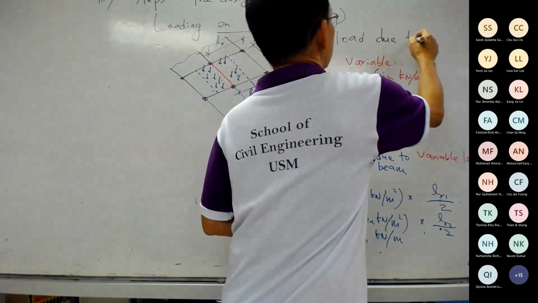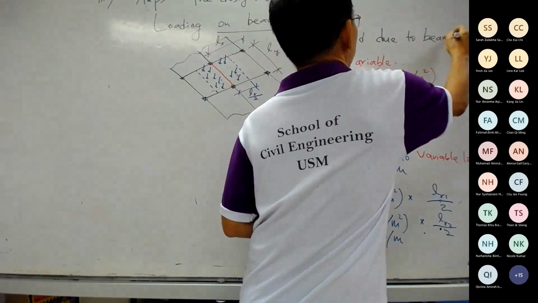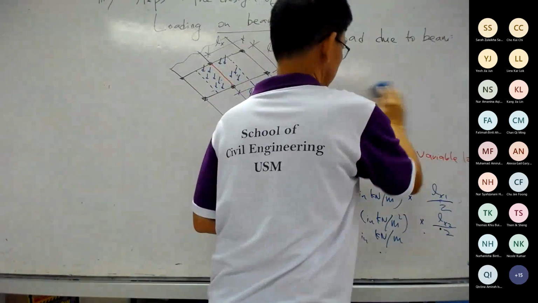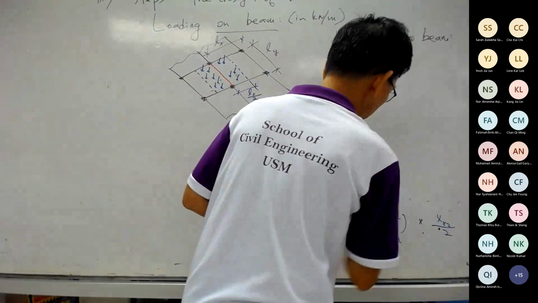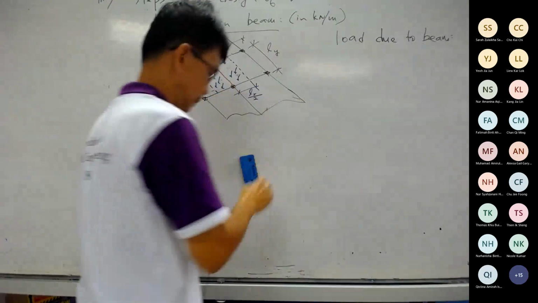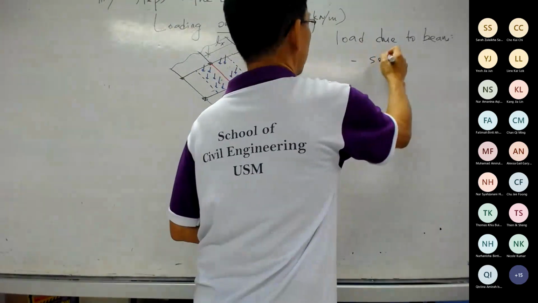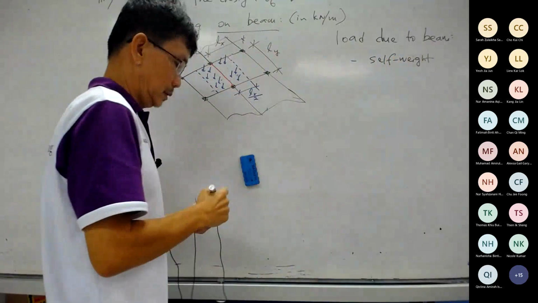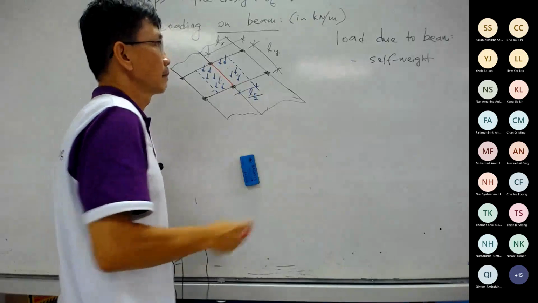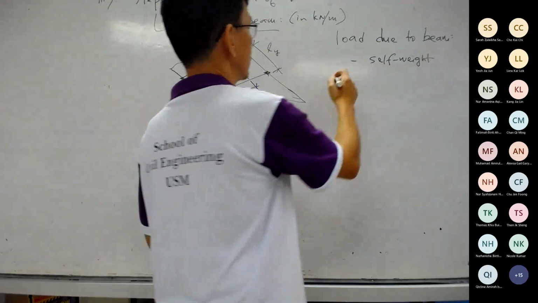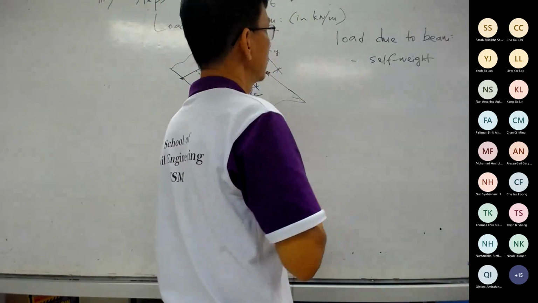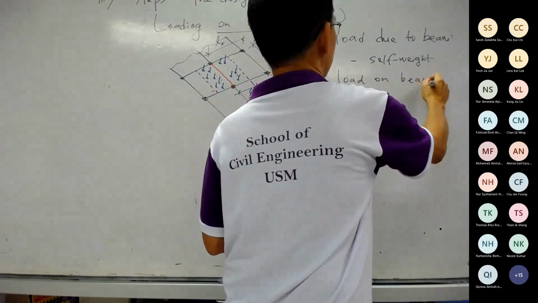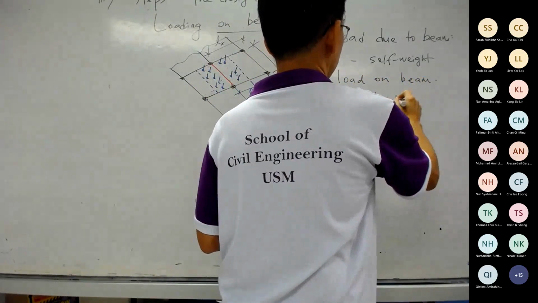Load due to beam has two parts. One is self-weight. The other one is load directly on beam. Directly on beam, which is a brick wall. Okay. Wall.